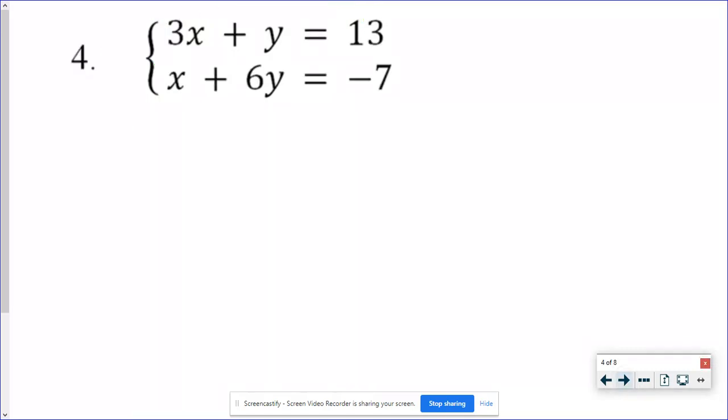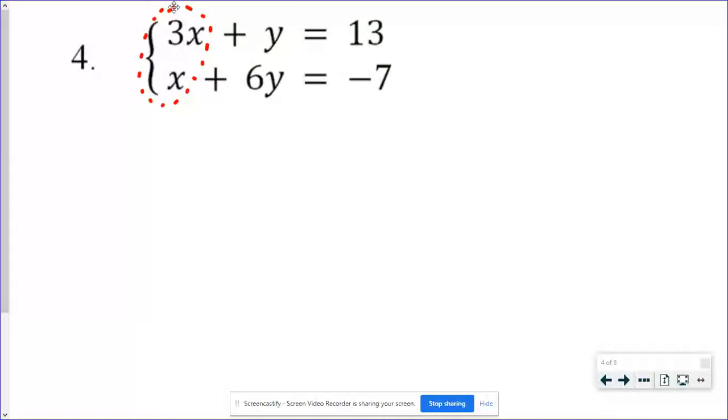This time everything is lined up. However, I don't have any variables that have matching coefficients. I also don't have any that have opposites, like a positive and a negative, I should say. So I have to decide if I'm going to make my x's be opposites. In that case, I would keep the top one to be a positive 3x, and I would want to make the bottom one into a negative 3x.